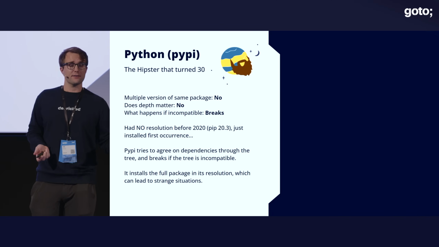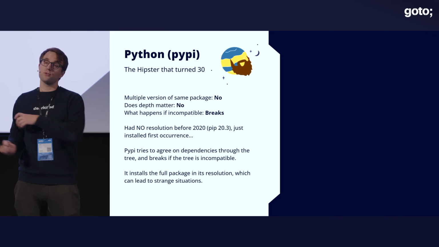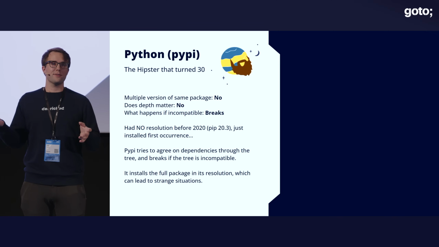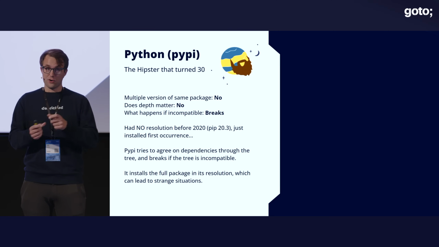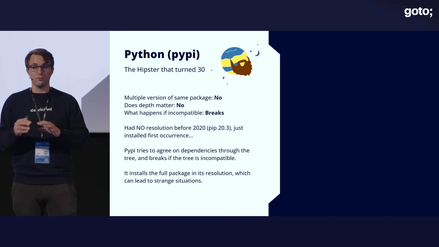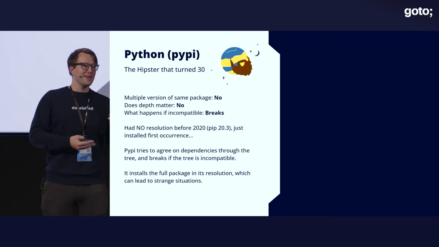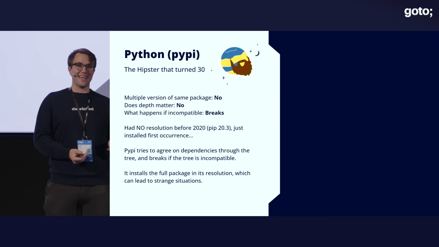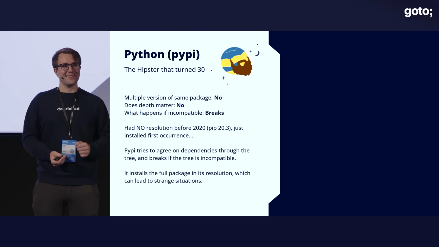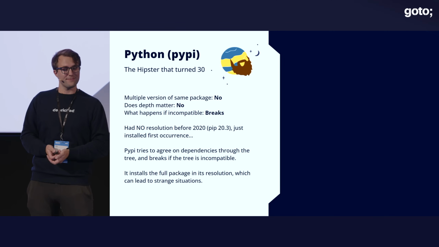The depth does not matter in Python. And multiple versions cannot be installed at all, even when you don't have overlapping version ranges. And if there is incompatibility, meaning that the version ranges don't overlap, it will just break. It will break your pipeline or try to install different versions forever. If you're a Python developer, you probably have seen this about a year ago when they first actually released any resolution at all. Before 2020, Python did not resolve dependencies. They just picked the first one they saw, and that's how they chose which version to install.